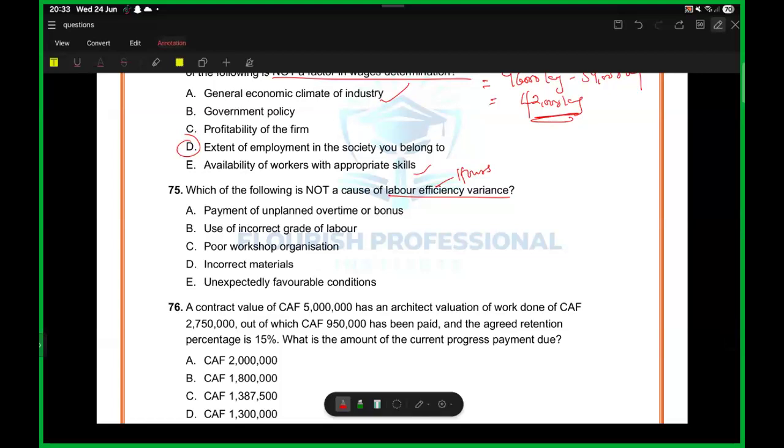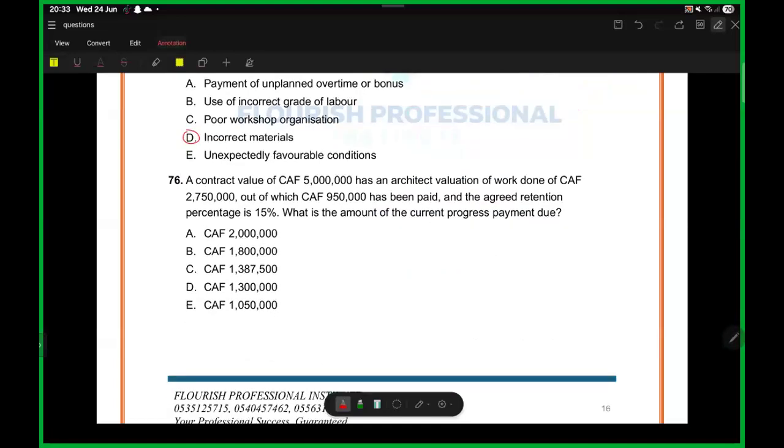Use of incorrect grade of labor can be a factor. A poor workshop organization can be a factor. Incorrect materials: you are talking about labor and you are mentioning materials, so we will not even consider it. Unexpectedly favorable conditions can also be a factor. The question mentions materials, so it's not a factor. Okay, 76. This is contract costing.